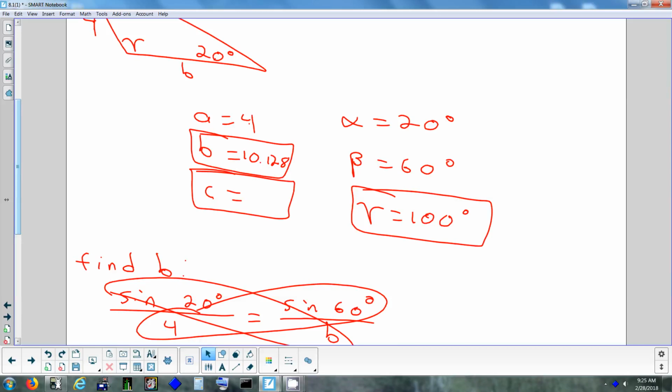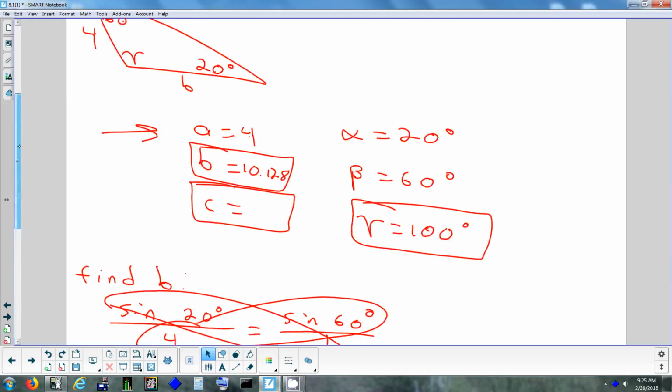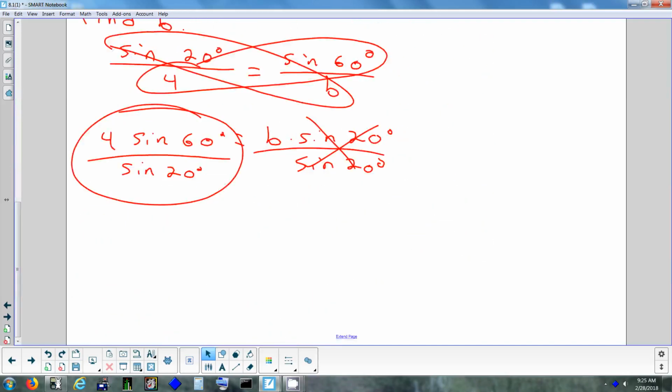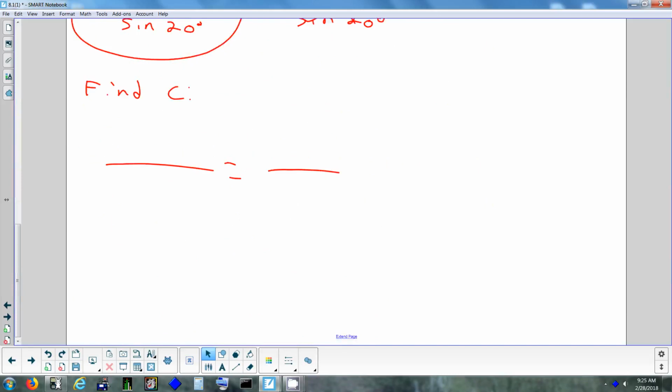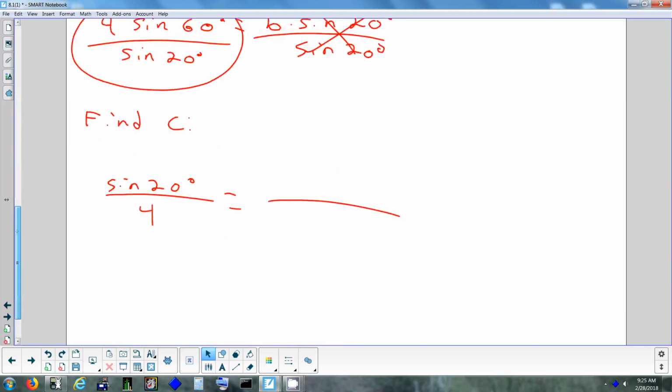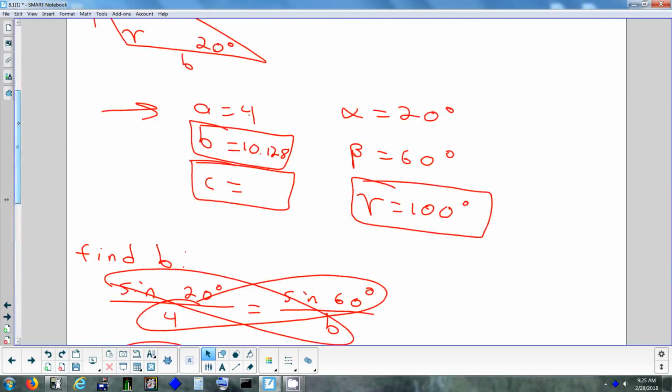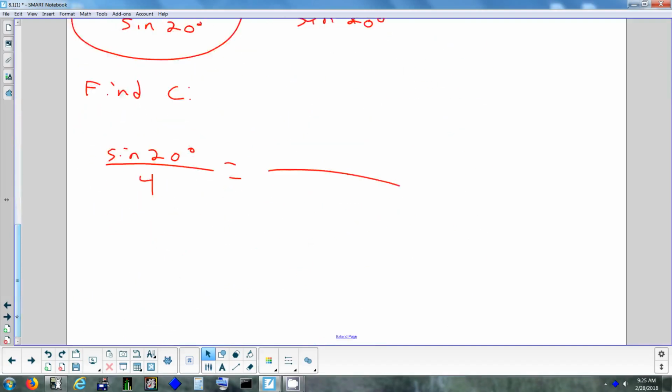But now we have a choice. You need to use a row that has everything in it. You have 2 rows with everything in it. Which row should I use? A or B? Yeah. A, because it was given to you. Yeah. Use A because it was given to you. So we're going to start with sine of 20 over 4, just like we did before. Sine 20 over 4. And can someone tell me what I would put on the other side? Okay. Sine 100 over C. Sine 100 over C.